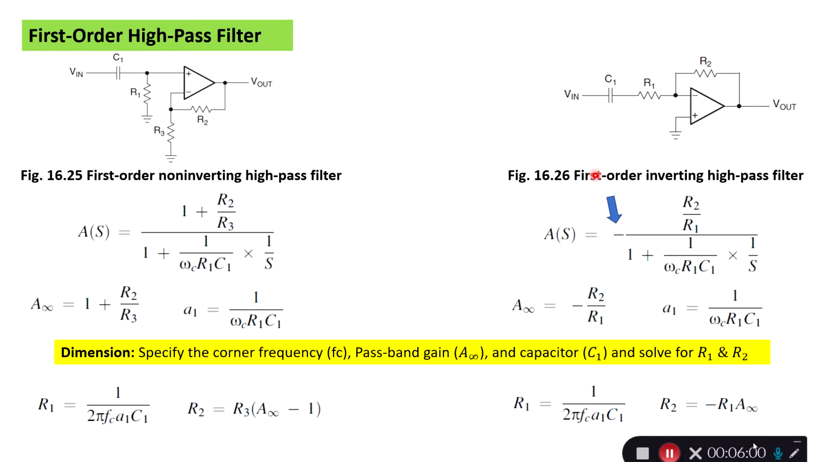Similar for the first order inverting high pass filter. The high pass is here C1 and R1. The gain is defined by R2 over R1, but we have to remember it's an inverting, so we have already 180 degrees phase shift in this. And then C1 will contribute with positive 90 degrees. So in the start, we will only have a contribution of minus 180 degrees plus 90 degrees.